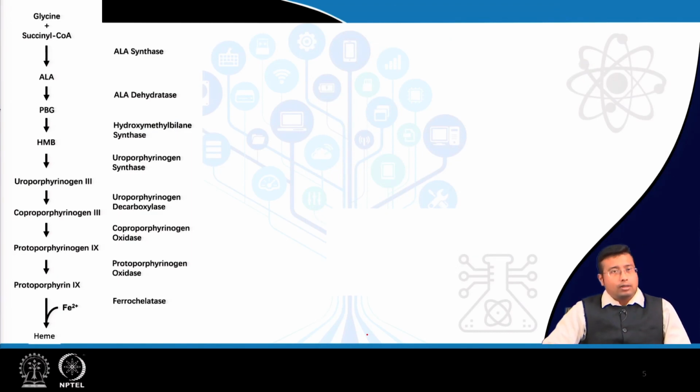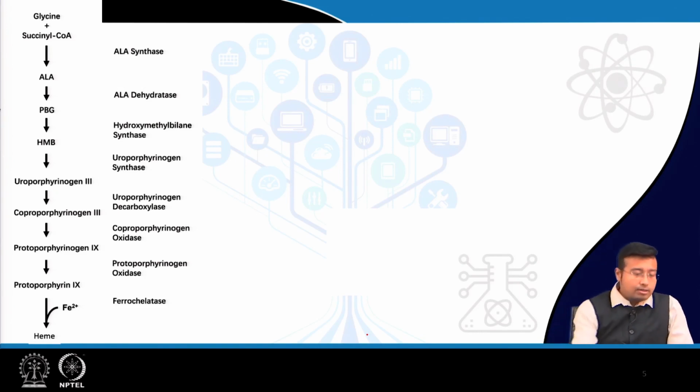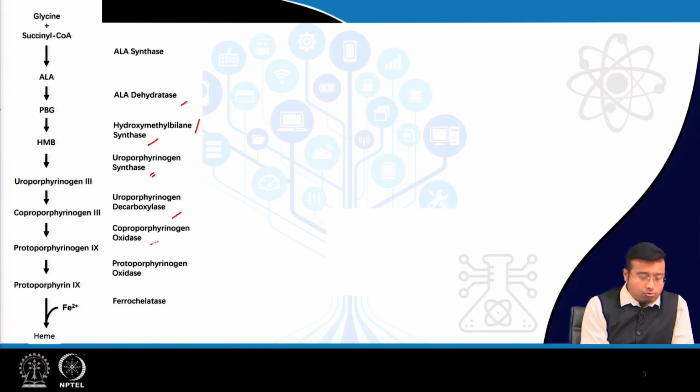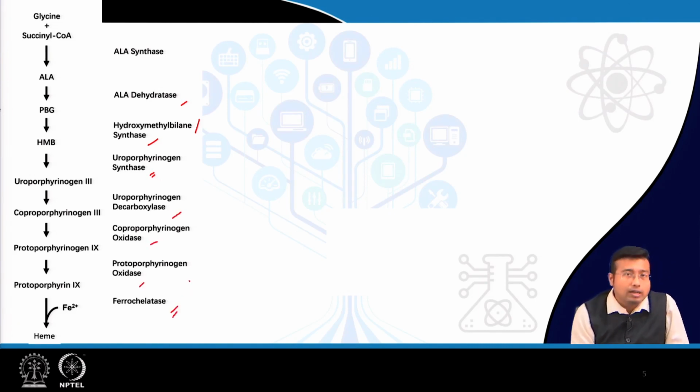Not only the products you have to remember, but you will also have to remember the enzymes that were catalyzing the reactions. The first enzyme is ALA synthase that helps in combination of succinyl CoA and glycine, right. Thereafter ALA dehydratase, then hydroxymethylbilane synthase, which is also known as porphobilinogen deaminase. This enzyme has got multiple names, or even uroporphyrinogen 1 synthase, right. Thereafter uroporphyrinogen synthase is also known as co-synthase, right. Then decarboxylase, oxidase enzyme and the last enzyme is ferrochelatase.